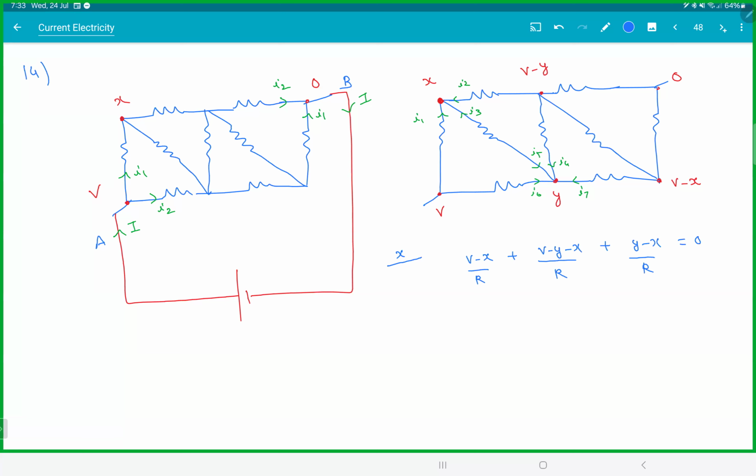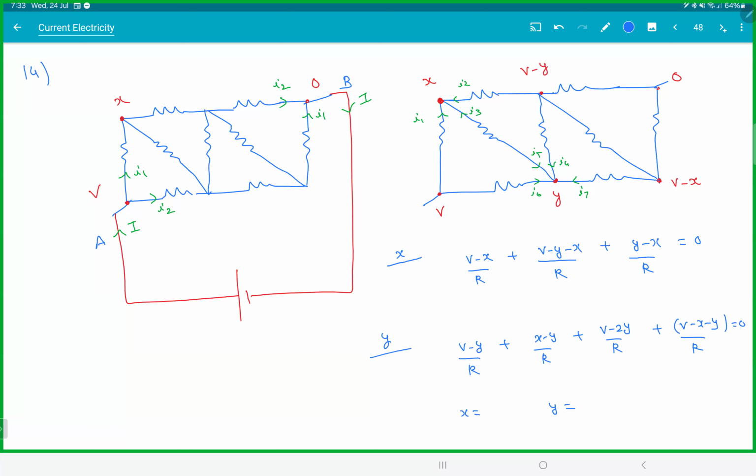It's not actually, X and Y will come easily. If you look at Y, V minus Y by R. Luckily, all are R's only in the denominator, so they'll just add up. X minus Y by R. V minus 2Y by R. V minus X minus Y by R. Simplify. You will get X and Y from here.